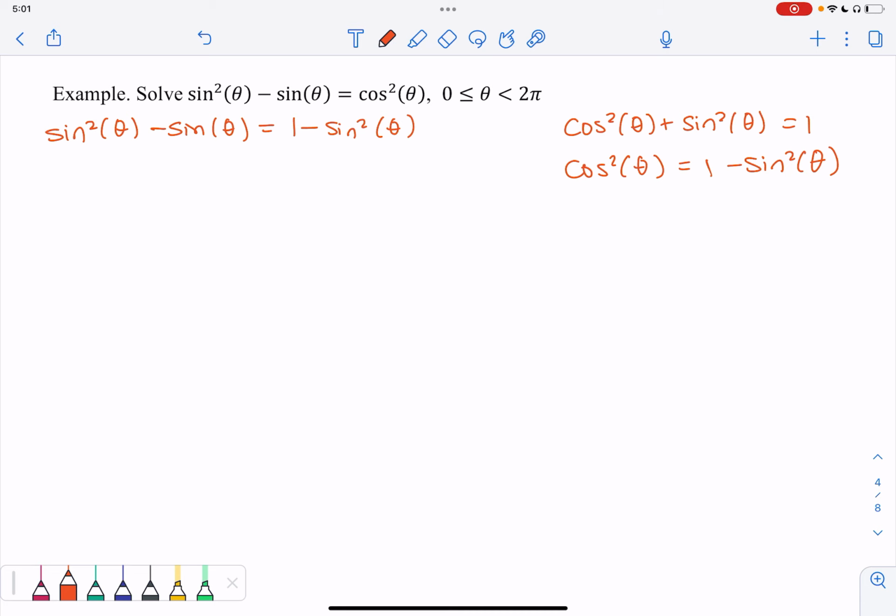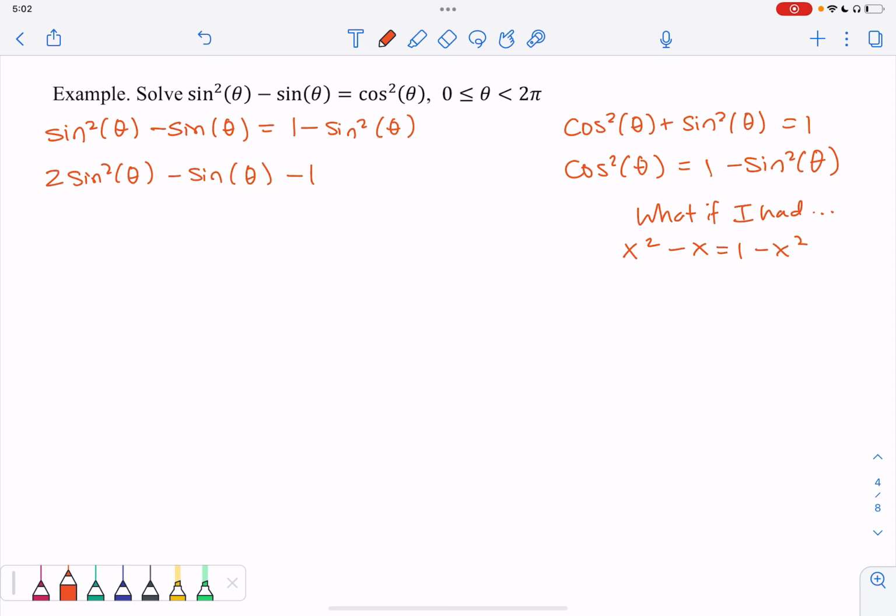And now I want everything set equal to 0, right? Now I'm solving this like a regular quadratic. So like, what if I had x squared minus x equals 1 minus x squared, right? I'd say get everything over to one side, put it in standard form, to kind of see what you have. Adding sine squared theta to both sides would give me 2 sine squared theta, and then minus sine theta gets to stay. Subtracting that 1 over, minus 1 equals 0. Okay, I'm going to factor this. Actually it works out to the same factoring as the one above: 2 sine theta plus 1, sine theta minus 1.